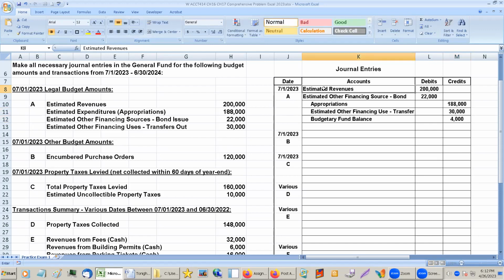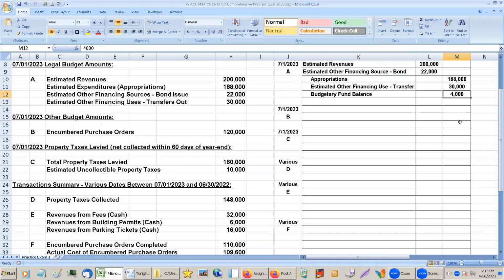Okay, so this is a legal budget that you put on the books at the beginning of the year. It is basically a closing entry. It's basically saying, if everything goes as planned, this budgetary fund balance is what we're going to add to our real fund balance when the real accounts come in. So if all the real accounts came in and equaled these that we estimate, the fund balance should go up by 4,000.